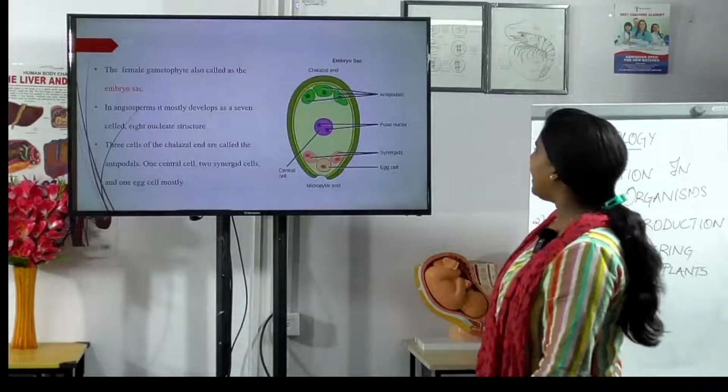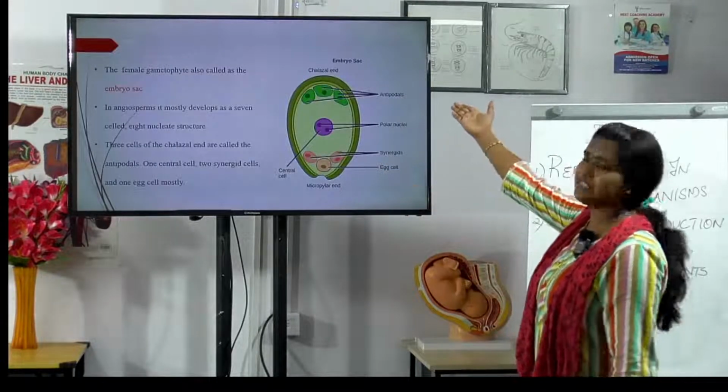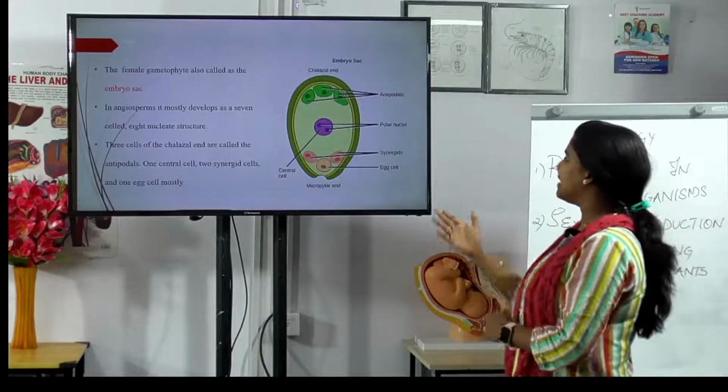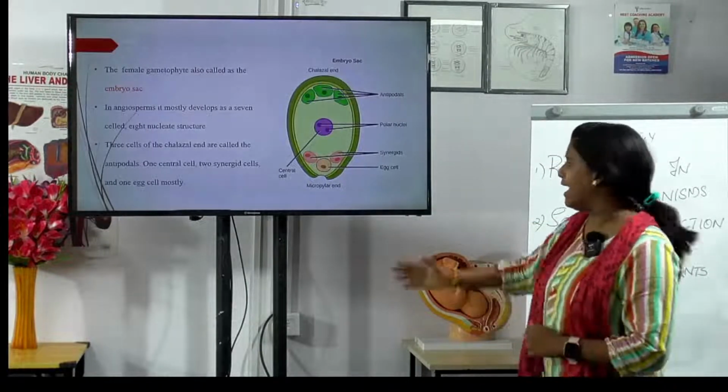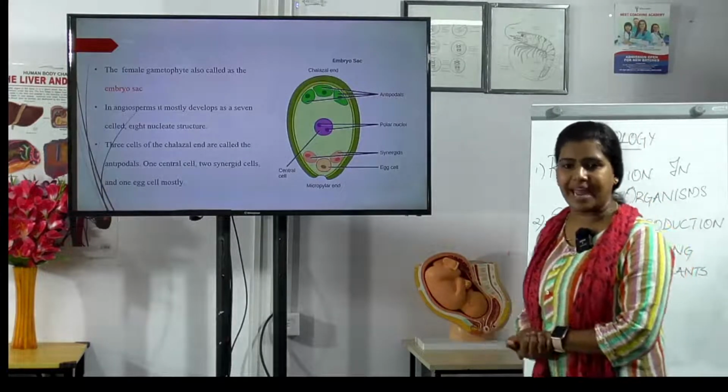Okay, and the 3 cells of chalaza. See, chalazal end on the top, and 2 synergid cells down, and then 1 egg mostly, and in the middle is the polar nuclei, and the end is what? Micropylar end.